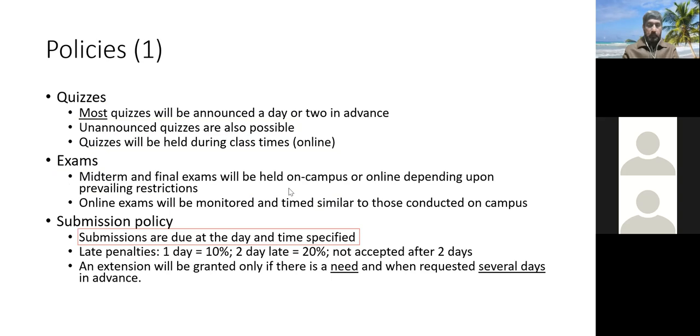So the submission policy for assignments is that you will be given a date and time, and if you are late by one day, you will have a penalty of 10%. If you are late by 2 days, you will have a penalty of 20%. And usually assignments are not accepted after the second day. So in other words, there will be a penalty of 100% after that.